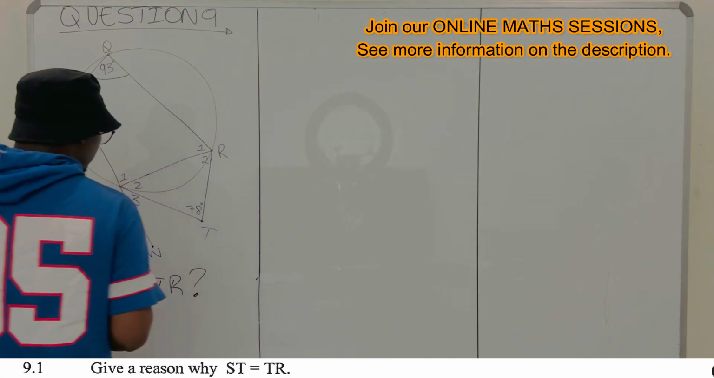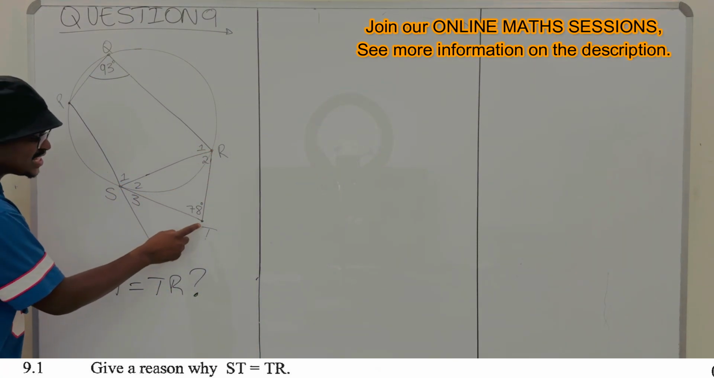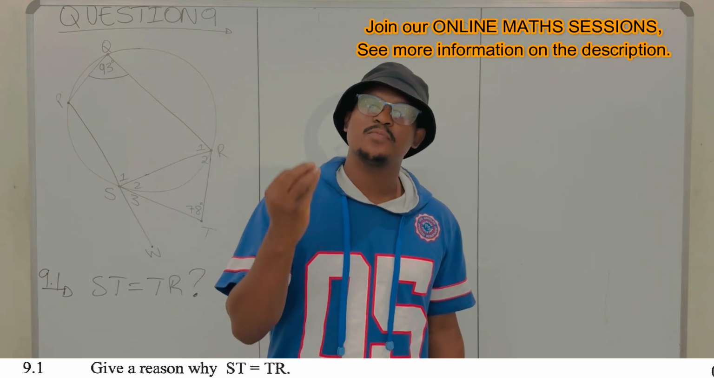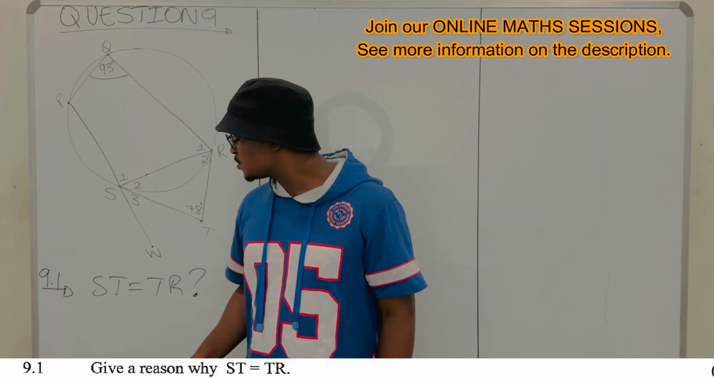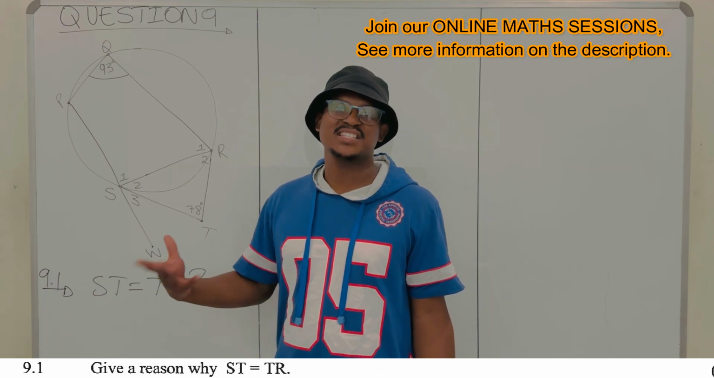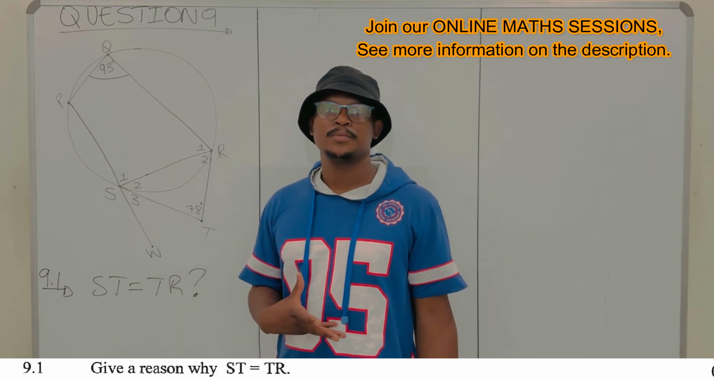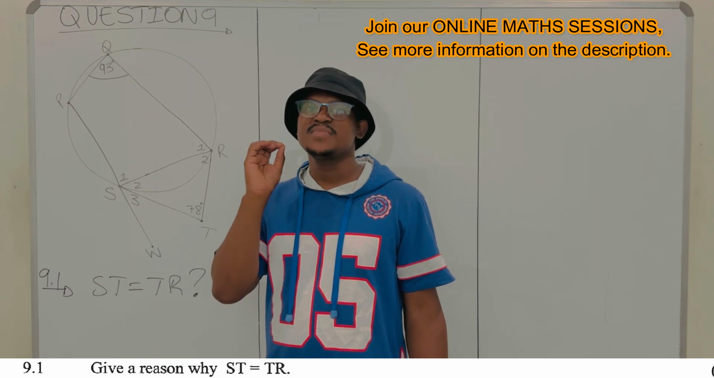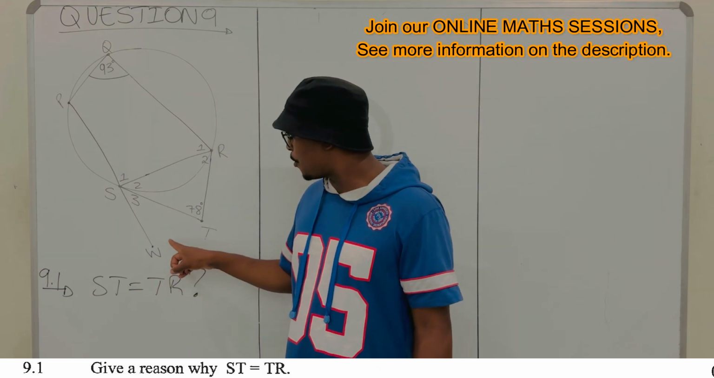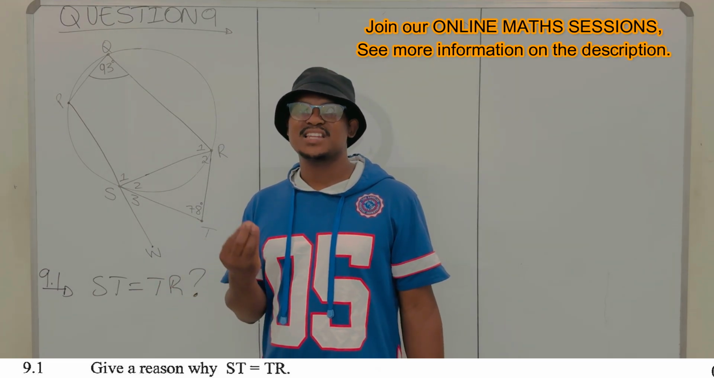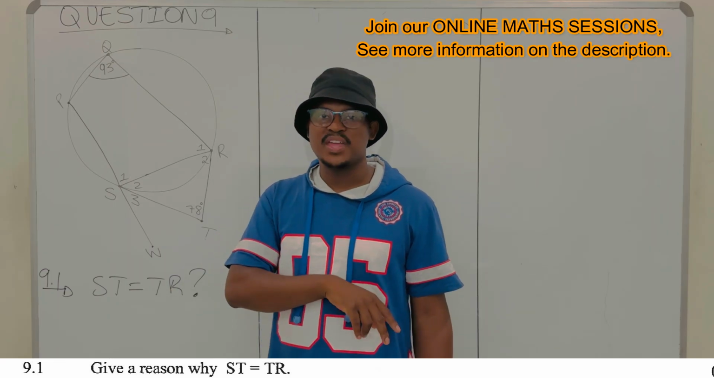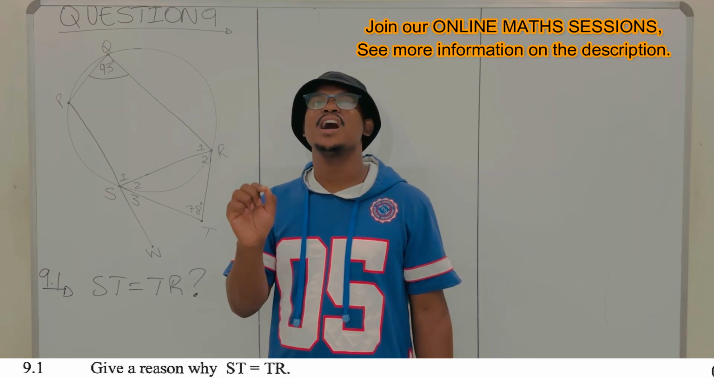So in this case, the reason ST is equal to TR is that these are tangents from the same point. You need to know that the tangents from the same external point are equal in length. That is the reason for it. Always keep in mind that if you have an external point, which is an outside point, and a circle, from that external point you can only draw exactly two tangents, and those two tangents will be equal in length.